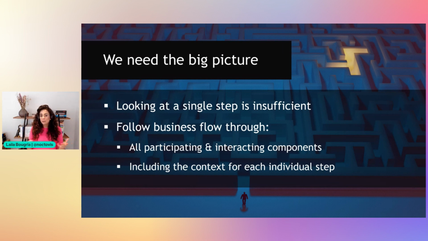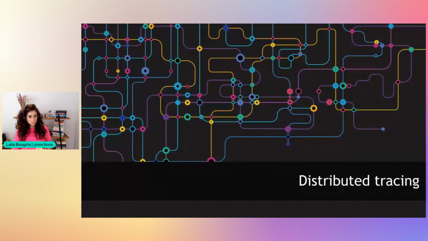Basically, what we need to be able to do is zoom out to see what's happening in the system and how things are flowing through the system, so that we can zoom in to solve specific issues. And that's exactly what distributed tracing is for.